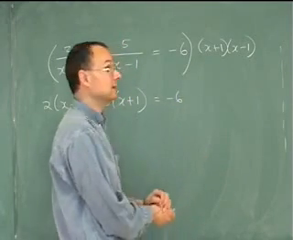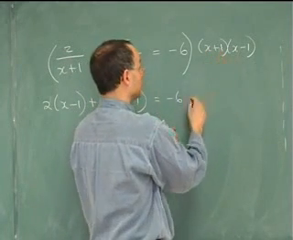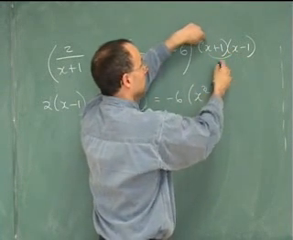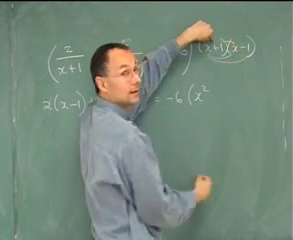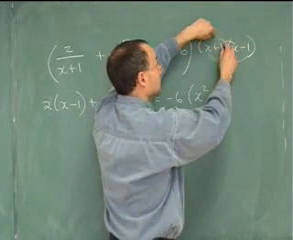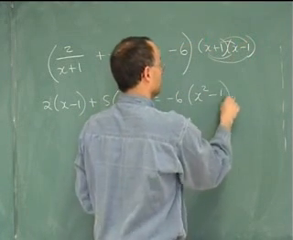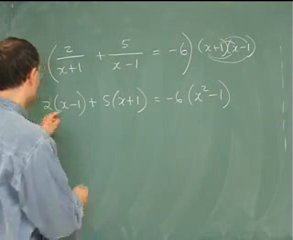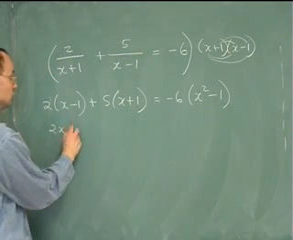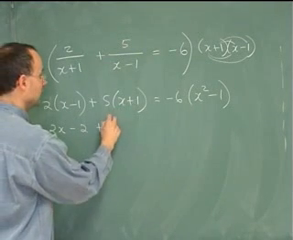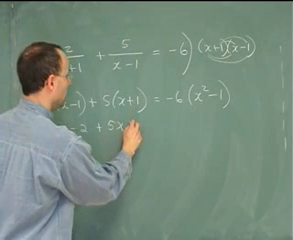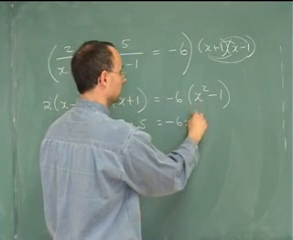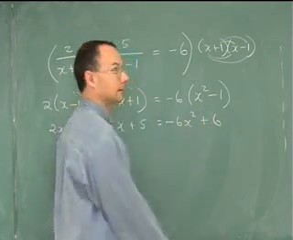To make my life a little easier, I'm going to bring these together and expand them out. What we have is x squared. There is a minus x and a plus x that cancel, so I won't write that. And then a minus 1. Okay, so let's expand out the brackets a little bit more. We have 2x's minus 2 plus 5x's plus 5 equals negative 6x squared plus 6.